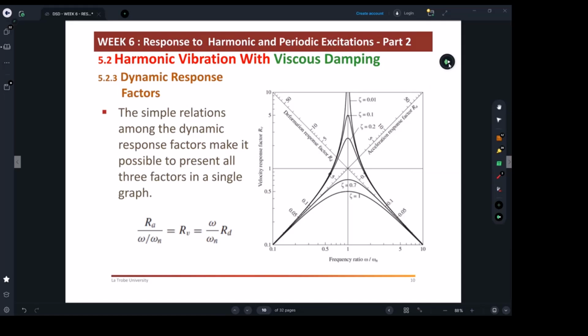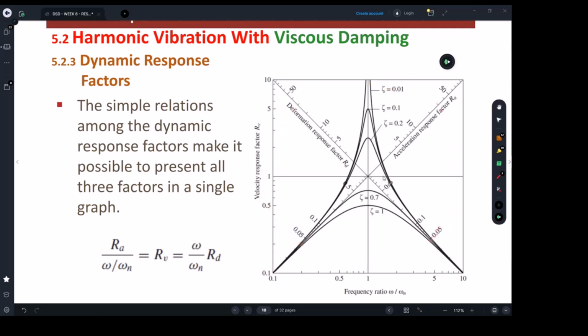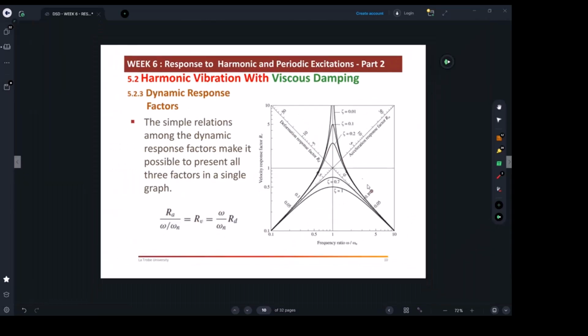So what we did here, the three properties I took you through: deformation response factor, acceleration response factor, then velocity response factor. They all can be plotted in one graph. And the way we use them is after we determine the point on the curve, you have to go perpendicular on each axis.